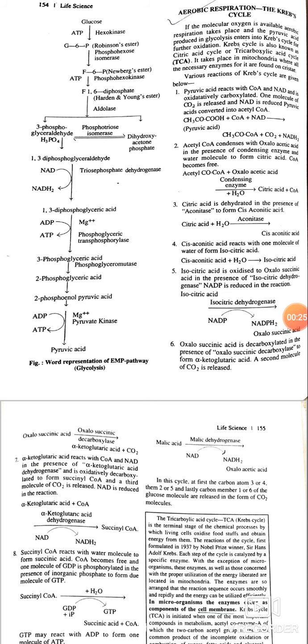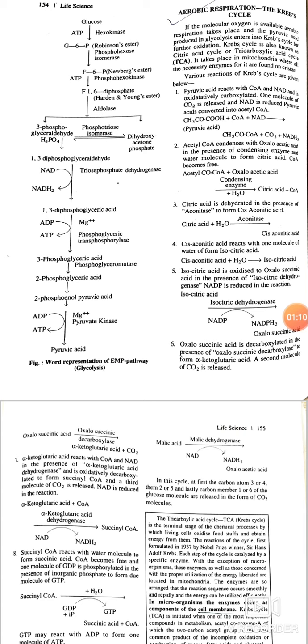If molecular oxygen is available, aerobic respiration takes place and the pyruvic acid produced in glycolysis enters the Krebs cycle for further oxidation. The Krebs cycle is also known as the citric acid cycle or tricarboxylic acid cycle, or TCA. It takes place in mitochondria, where all the necessary enzymes for it are found on its cristae.